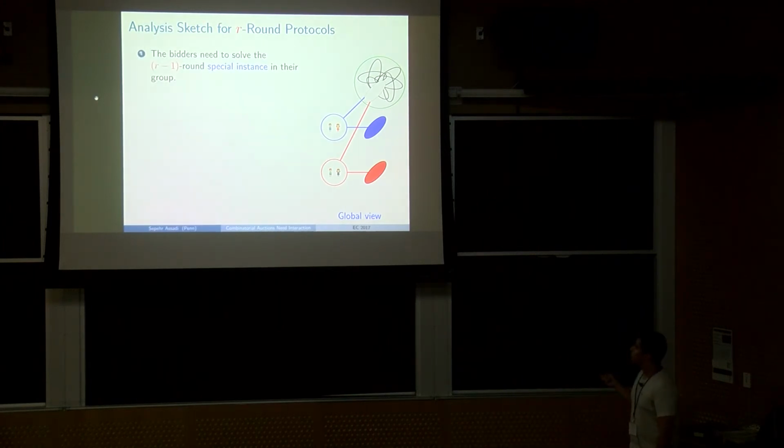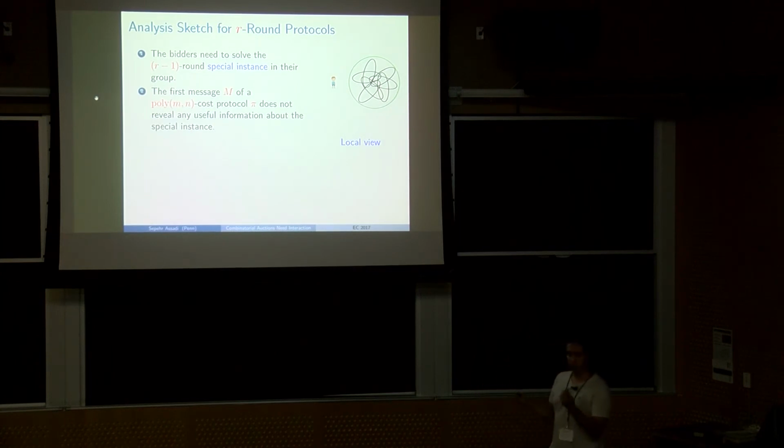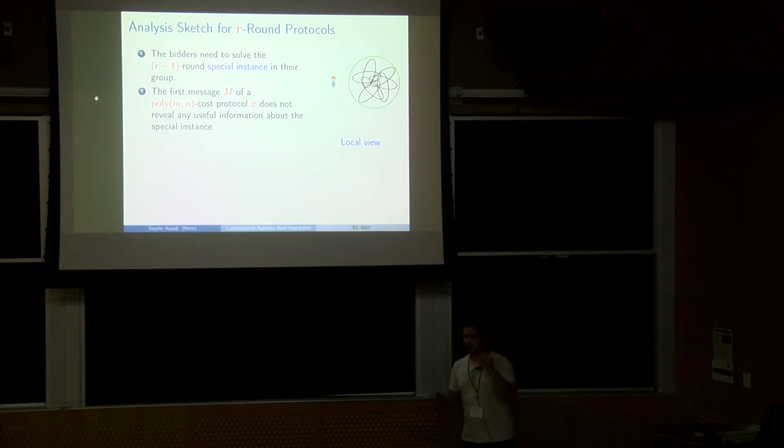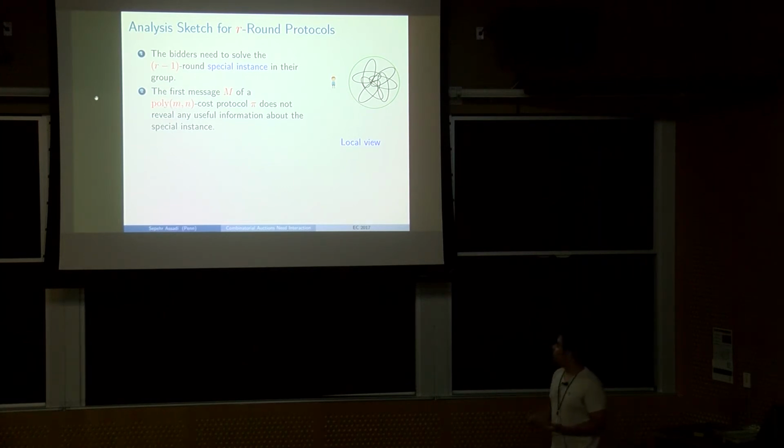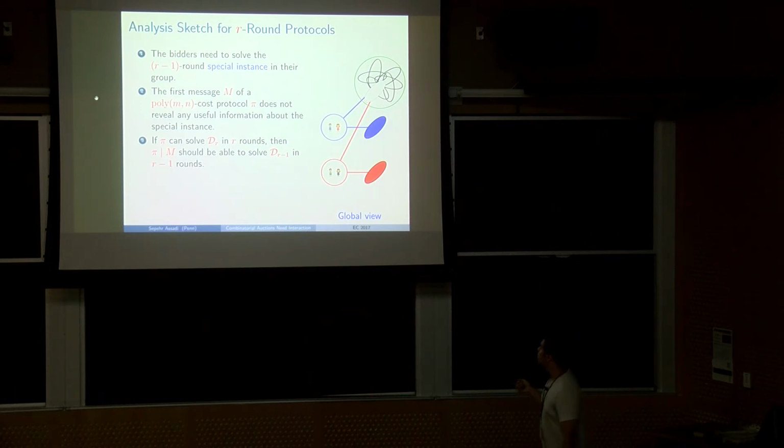So the bidders in the blue group have to solve a hard R-1 instance problem. But what do we know? Think of one specific, only one player. The player is given exponentially many instances. There is nothing special in those instances that tells him that this is the instance you need to solve. So if you are not communicating enough, you are not able to tell anything interesting about your special instance. So after the first round, you know this was the special instance, but you know nothing about what is happening inside that special instance.